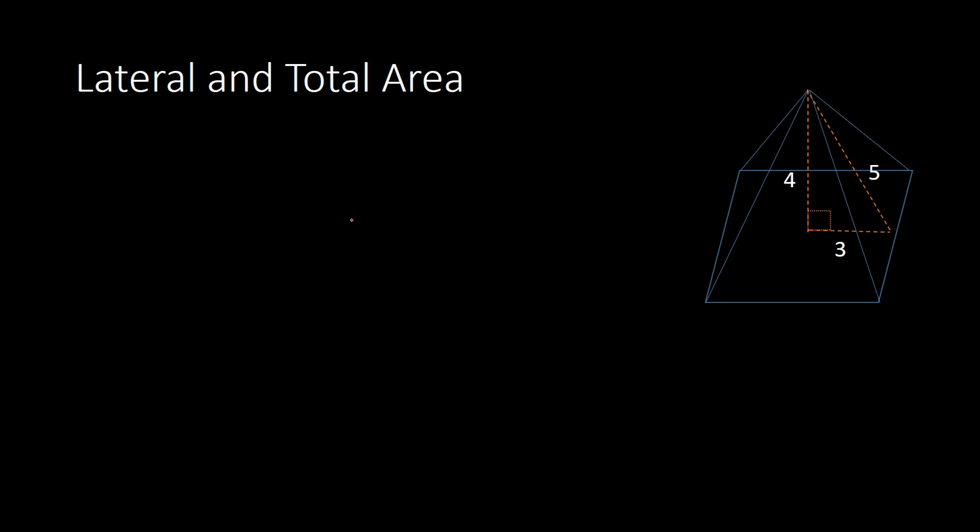So here's an example. We have the height being 4, the slant height is 5, and then the distance from the center to this outside is 3. So to find the lateral area, I take 1/2 times the perimeter times the slant height. Well, the slant height in this case is the 5. So the slant height is 5 right here.